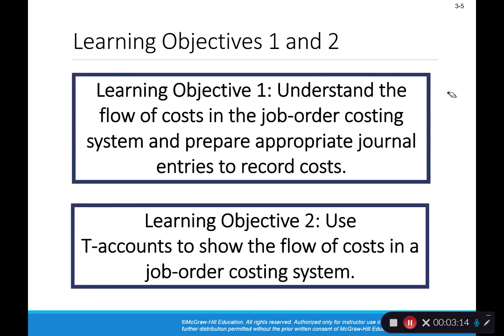So now we're going to start taking a look at the cost flow of all of the materials, labor, and overhead costs as they move through the financial statements and records of a company. And we're going to whip up some fun and exciting T accounts as well. So get ready for that.